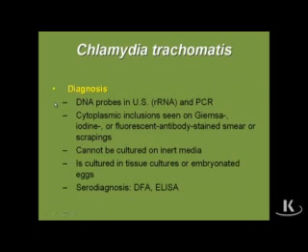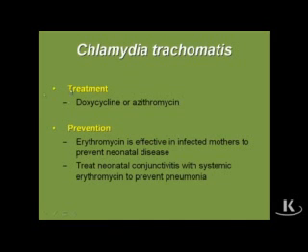Now, how are we going to treat it? We treat it with doxycycline or erythromycin. We can prevent disease when we're talking about transmission of disease from mother to infant. We can use systemic erythromycin, for example, to help prevent pneumonia. But as far as real prevention by way of vaccine, we don't have one. Very difficult to control the spread of chlamydia.